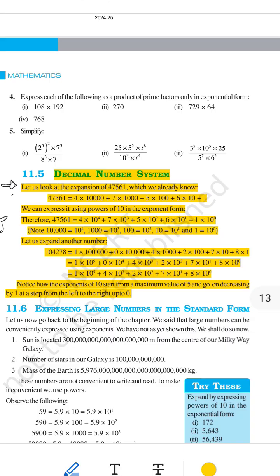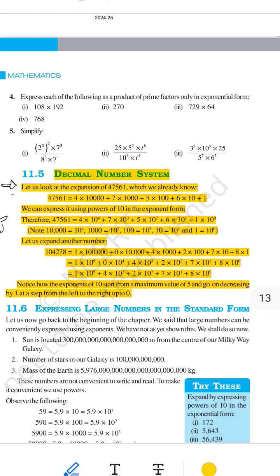1 hundred thousands, 1 times 100,000. 0 ten thousands, 0 times 10,000. 4 thousands, 4 times 1,000. 2 hundreds, 2 times 100. 7 tens, 7 times 10. 8 ones, 8 times 1. So, 14,278 equals 1 times 100,000 plus 0 times 10,000 plus 4 times 1,000 plus 2 times 100 plus 7 times 10 plus 8.